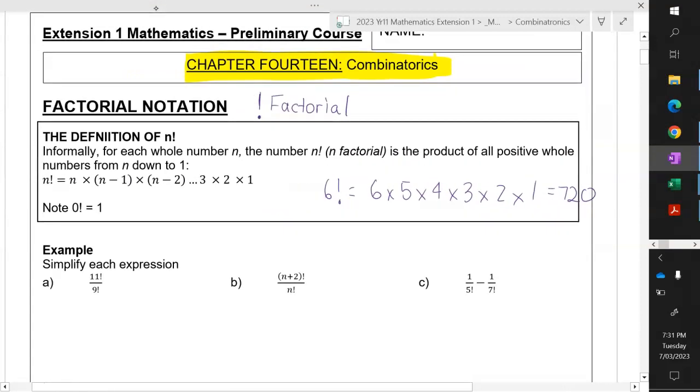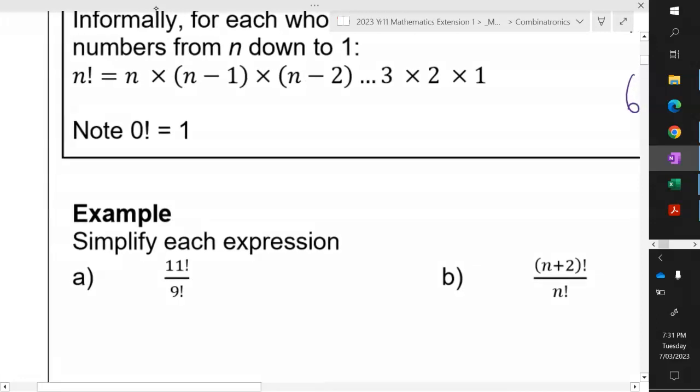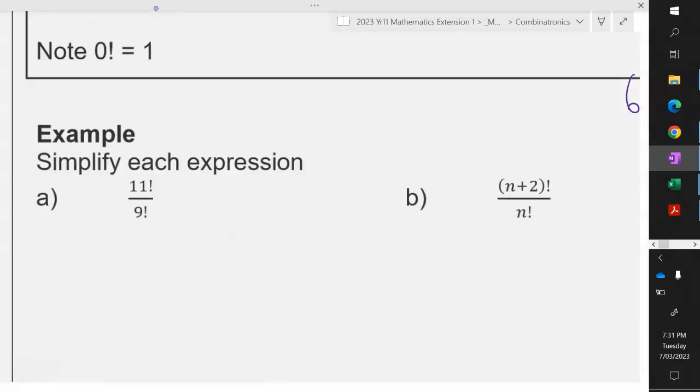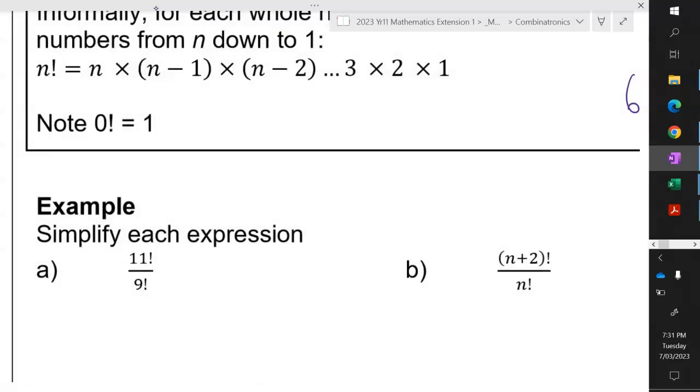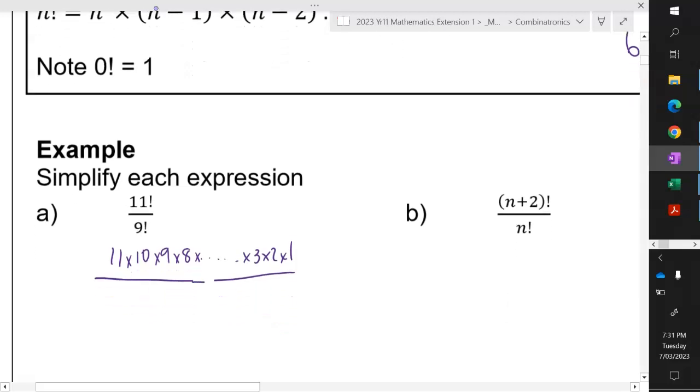Now I want to have a look at a few examples below here. Yes, we could do these on our calculator, but I'm going to assume we don't have a calculator today, so we're going to look at this manually and have a look at what this actually means. So 11 factorial divided by 9 factorial. So 11 factorial is 11 times 10 times 9 times 8 all the way down to 3, 2 and 1. Okay, that's 11 factorial. And we're dividing 11 factorial by 9 factorial. So 9 factorial is 9 times 8 times 7 all the way down to 3, 2 and 1.